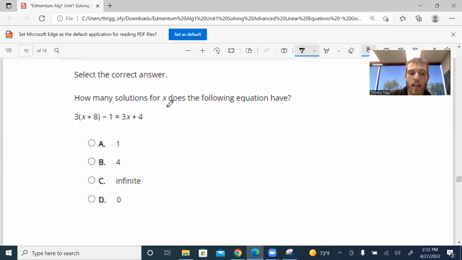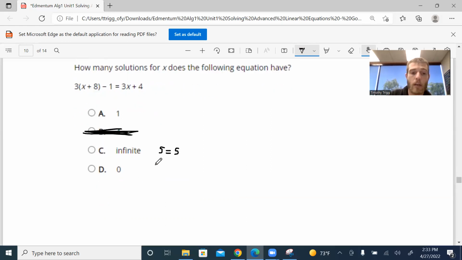How many solutions does this have? Well, it can't have 4 solutions. It's either going to have 1 solution, infinite solutions, or no solution. Remember, if you actually get an answer, then that's 1 solution. If you end up with something that's always true, like 5 equals 5, that's true, it'll have infinite solutions. If you end up with something that's never true, like -5 equals 5, so this is not true, then you'll have no solution. Okay, let's keep that in mind and then more or less solve it like normal.